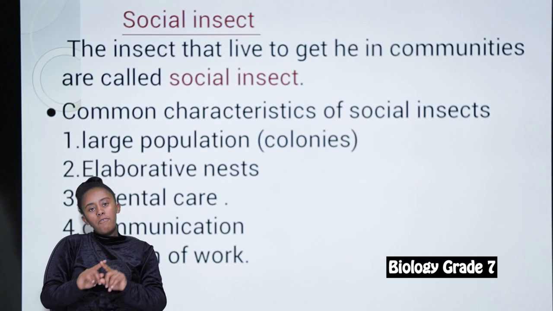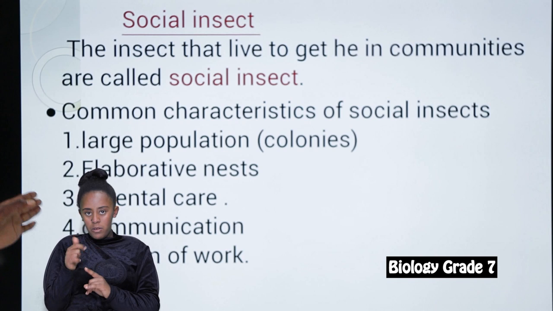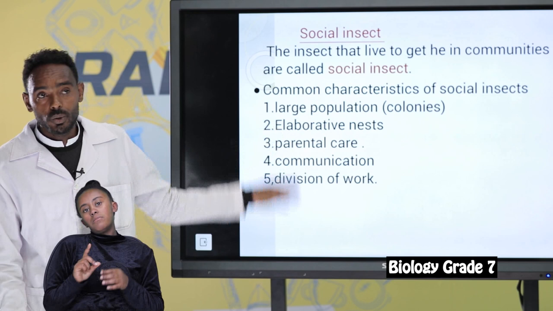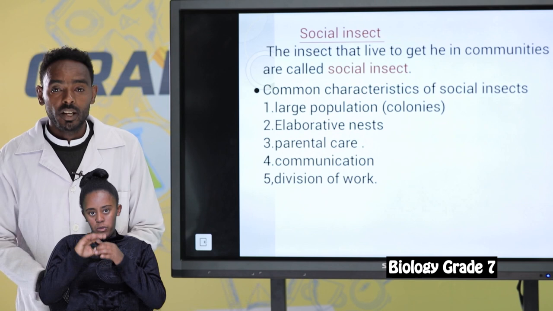And another one is division of work. And also, they have parental care. Another characteristic of social insects is parental care. And the last characteristic of social insects is a protective device.